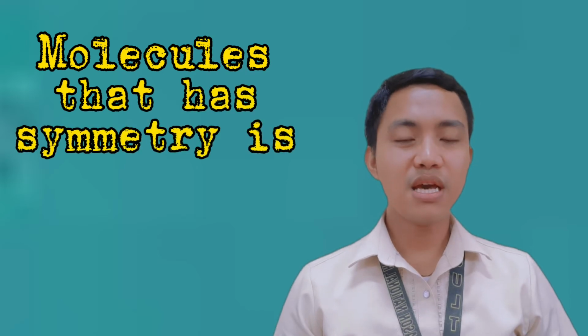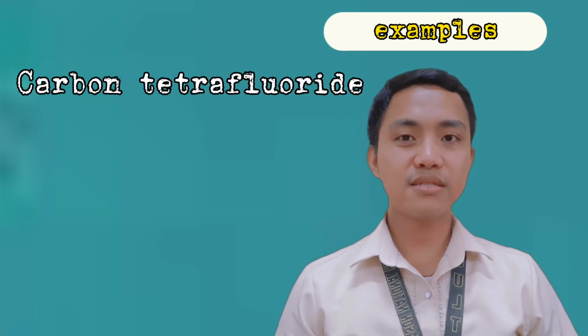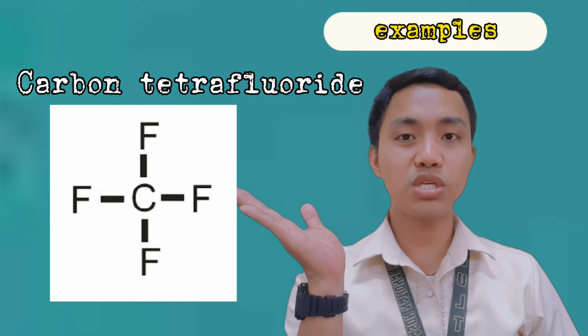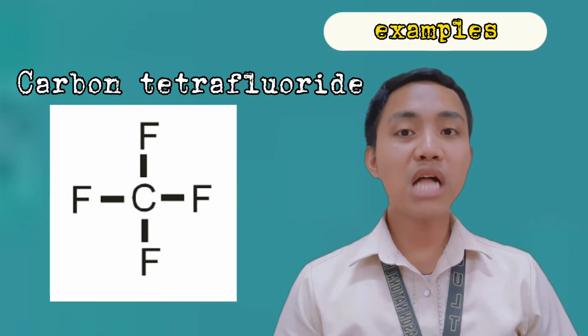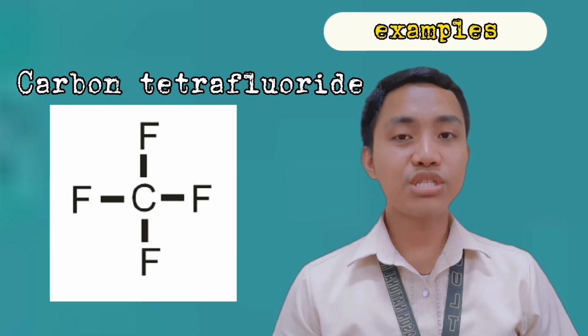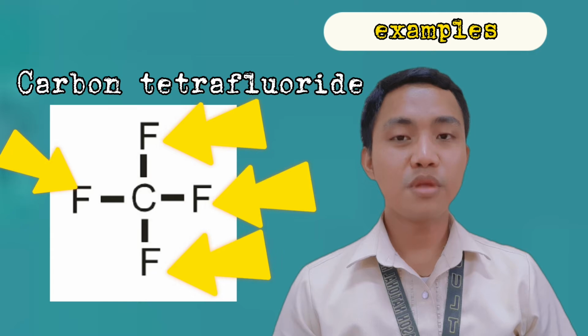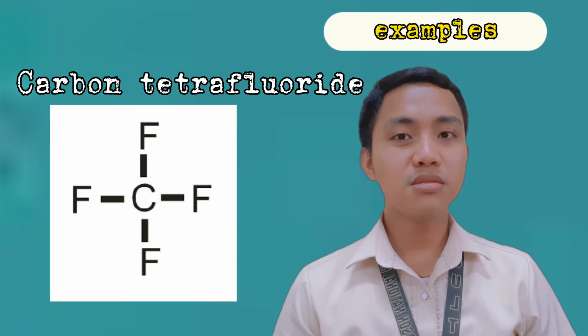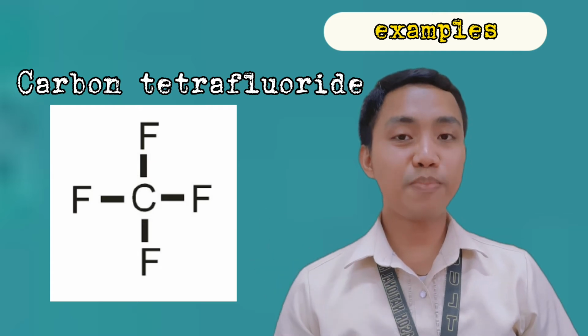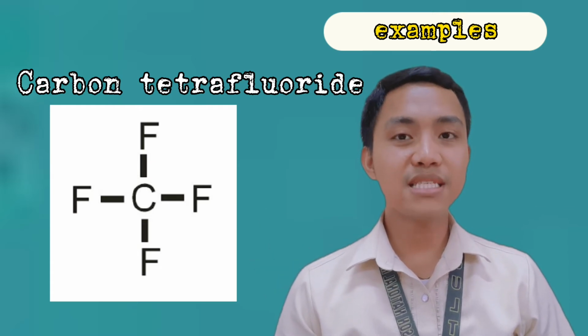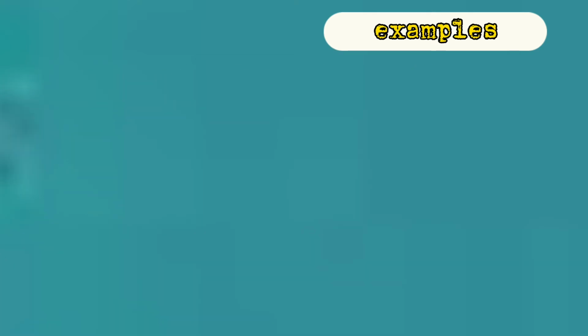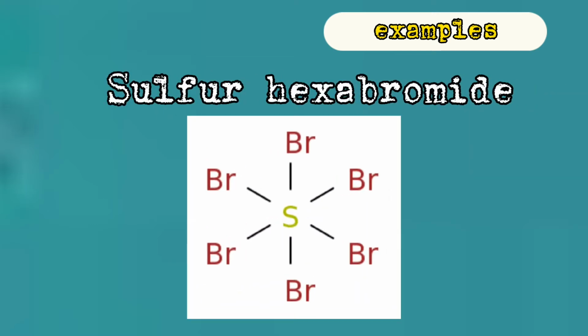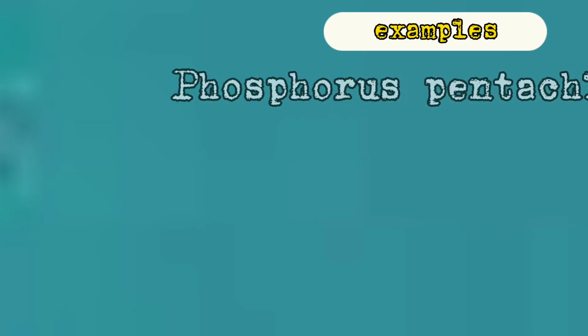Molecules that have symmetry are also non-polar. Example, carbon tetrafluoride. If we look at the structure of this molecule, we can observe that the central atom, carbon, is attached to the same type of atom, fluorine. Therefore, this molecule displays symmetry. Hence, it is a non-polar molecule. Other examples of molecules with symmetry are sulfur hexabromide, carbon dioxide, and phosphorus pentachloride.